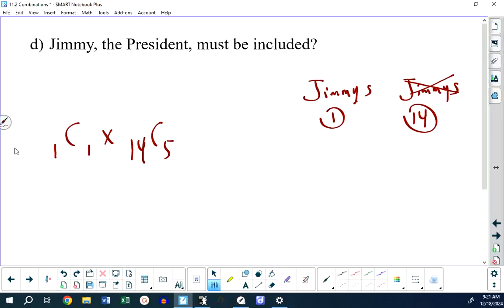And 1 choose 1 happens to be 1. I'll leave it to you to find out what 14 choose 5 is. Can somebody just tell me what you get, though? 2002. I think finding the actual number is important, but it's the least important part of learning what's going on here.